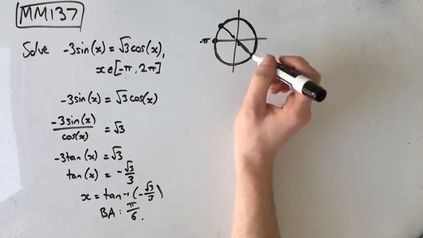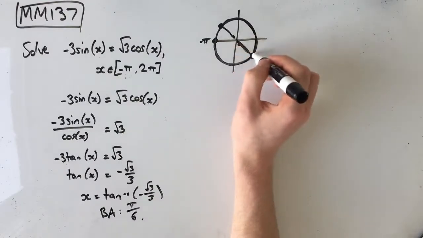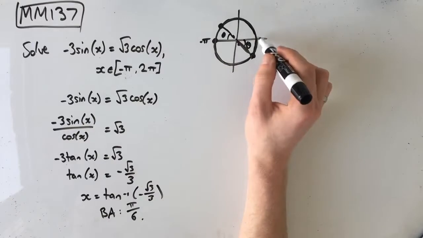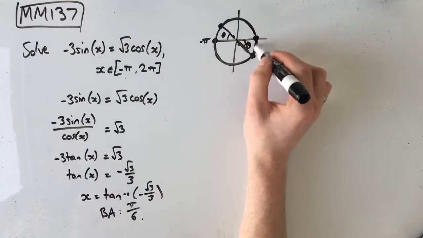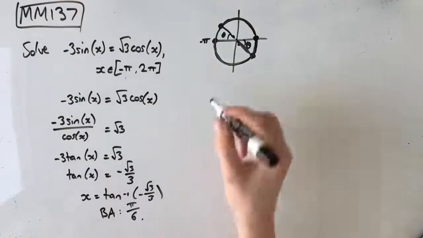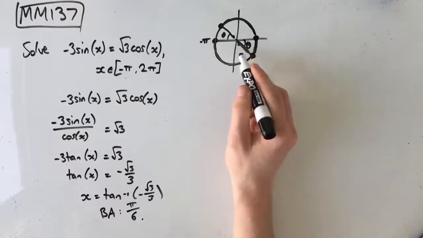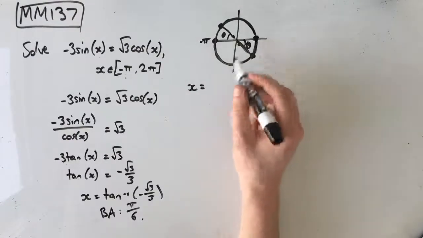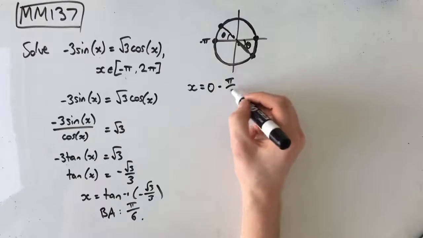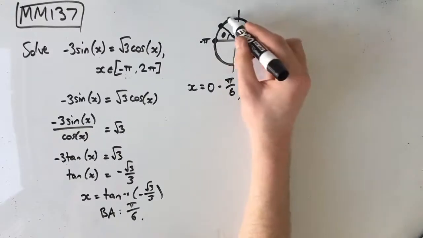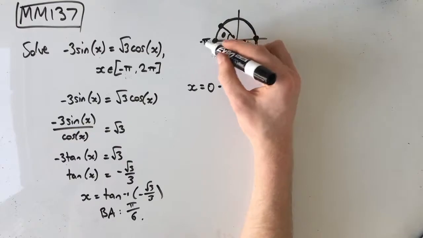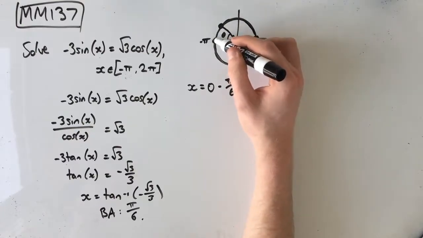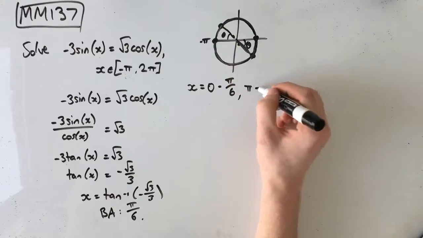The first one we're going to get, this is theta and this is theta, is equal to 0 minus π on 6, because π on 6 is our base angle and tan is negative in quadrant 2 and 4. So x is equal to 0 minus π on 6. Then we keep going around and we're at π now. We were at -π, we've gone around one revolution, which means we're at π. So π minus π on 6.